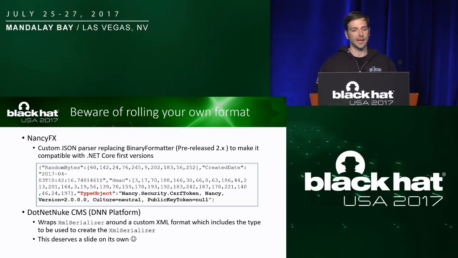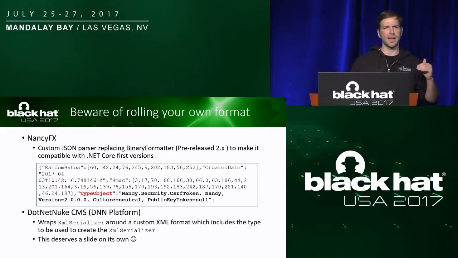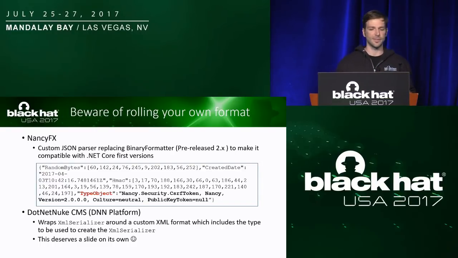And then we also found one of the most popular CMS for the .NET world, called DotNetNuke, DNN, which uses XML serializer to serialize untrusted data. In this case, for example, the value in a request cookie. Well, they wanted to use XML serializer with arbitrary types. So in order to do that, they created this wrapper around XML serializer. So they send the type that is going to be the expected type, and then the payload for the XML serializer.